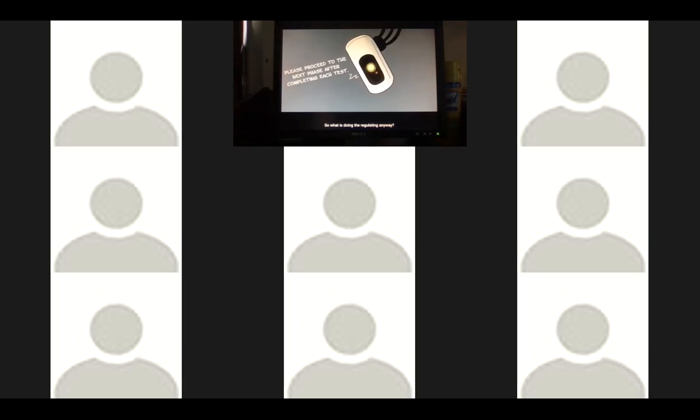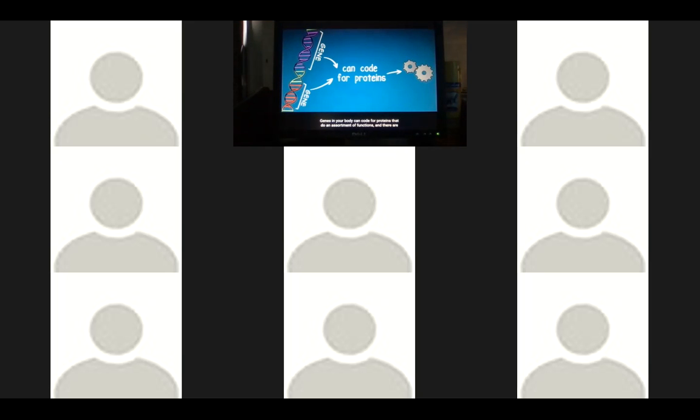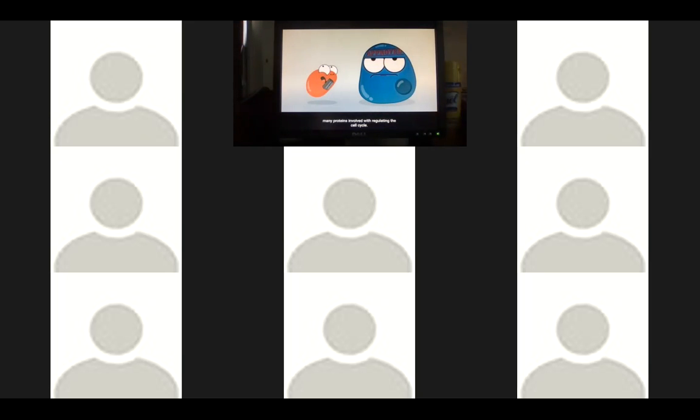So what is doing the regulating anyway? We've mentioned before that proteins are a big deal. Genes in your body can code for proteins that do an assortment of functions. And there are many proteins involved with regulating the cell cycle. Some of them are positive regulators because they allow moving forward in the cycle, and some are negative regulators that might make things stop. The proteins themselves can be sensitive to cues inside and outside of the cell.